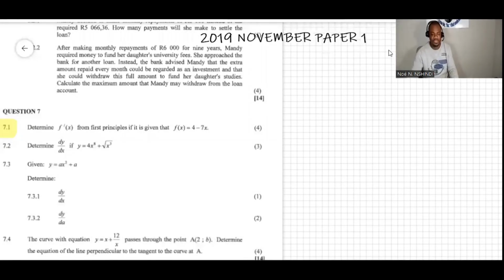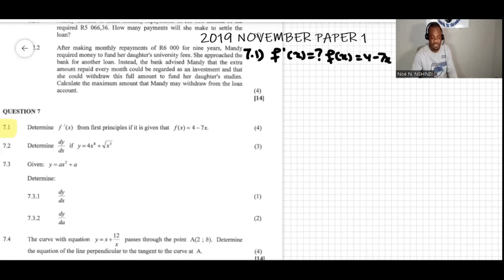Well, we have another question here. The question says: determine f prime of x from first principles if it is given that f of x equals 4 minus 7x. Now, I'm going to write the question here, 7.1. We're looking for f prime of x, and f of x itself is 4 minus 7x.